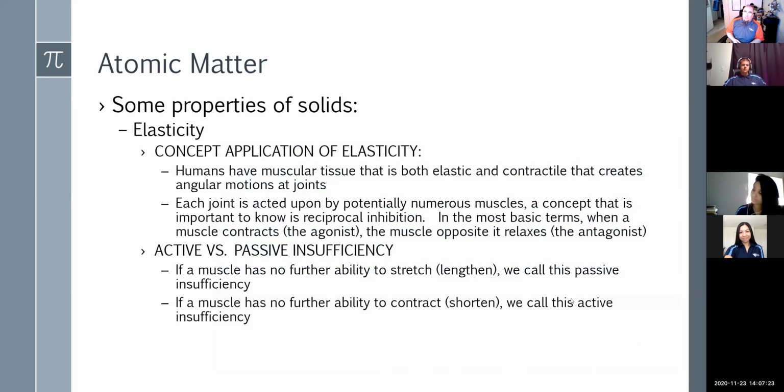So we'll talk about the concept of application of elasticity, right? Humans have muscular tissue that's elastic and contractile, right? Each joint is acted upon by numerous muscles. When you think of the shoulder, did you start to look at your list of muscles yet? Anyone freaking out yet about that?